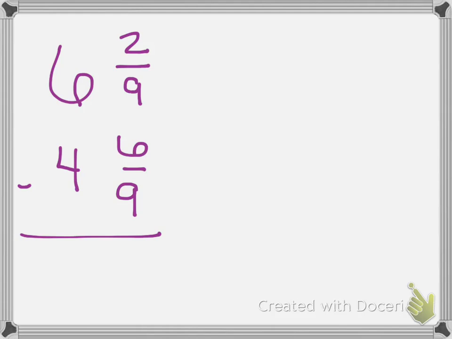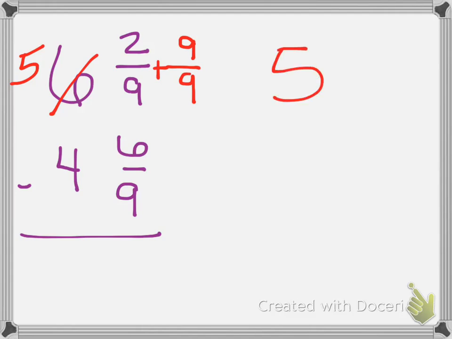Another example, 6 2/9 minus 4 6/9. Again, you can't do 2/9 minus 6/9, so we're going to take one of the wholes and give it to the fraction, and since my denominator is 9, I know 9/9 would be equivalent to that whole. So I'm going to have 5, and then I have to add my 9/9 plus 2/9. That'll give me 11/9 minus 4 6/9.